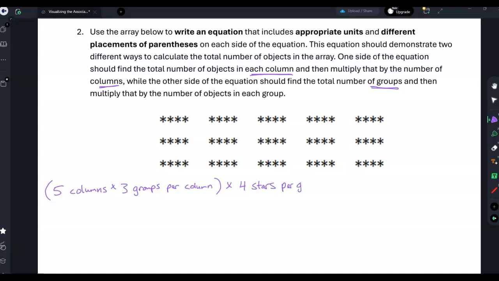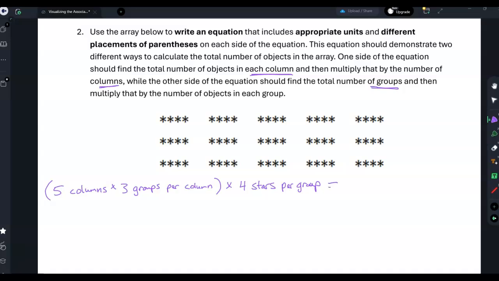And don't forget that second number has to have the per part on it, right? So when I do this, that would get rid of the columns part and it would just be 15 groups. So then that means the second number here has to be stars per, needs to have per group on it. And so that's going to be 5 times 3 times 4.